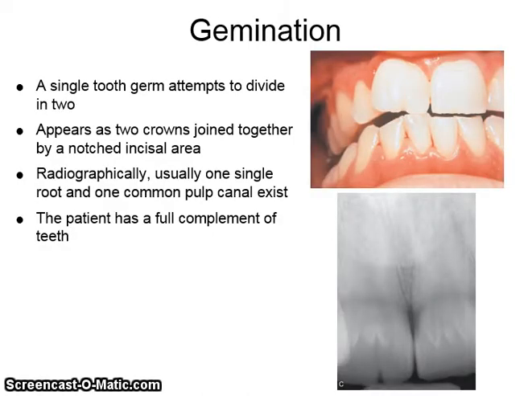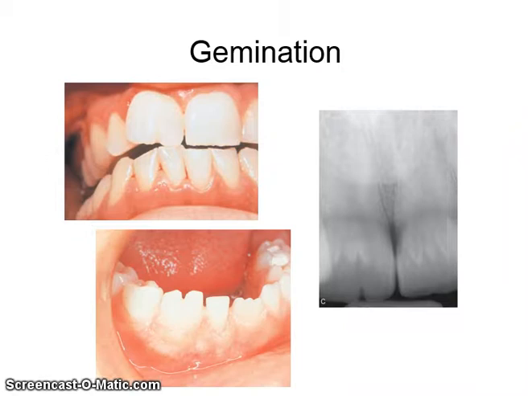Gemination is when a single tooth germ attempts to divide in two. It appears as two crowns joined together by a notched incisal area. Radiographically, usually one single root and one common pulp canal exists, and the patient has a full complement of teeth. Here are some images of gemination.